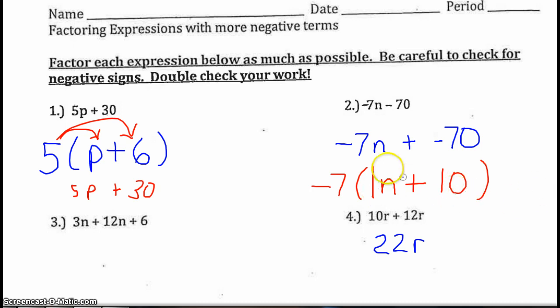And I can check my work using the distributive property again. Negative 7 times 1n, that's negative 7n. Negative 7 times positive 10 would be negative 70. So right now this is negative 7n plus negative 70, which is the same as what I got here, negative 7n minus 70.